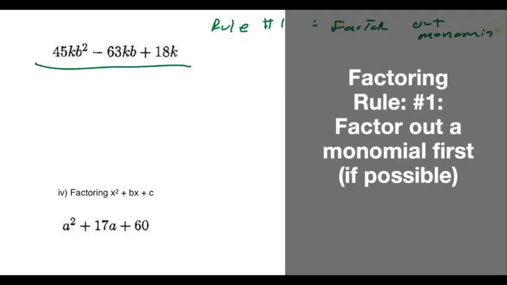Factor out a monomial. If you have a chance, you want to factor out a monomial. In this case, these all have a 9k in common. I divide them all by 9k. If you divide that by 9k, you get 5b squared. Then you get 7b. And over there, you get 2. So you get something like this. Now it's a lot easier. I'm still not done. I still have to factor it, but it's much easier than factoring the original.